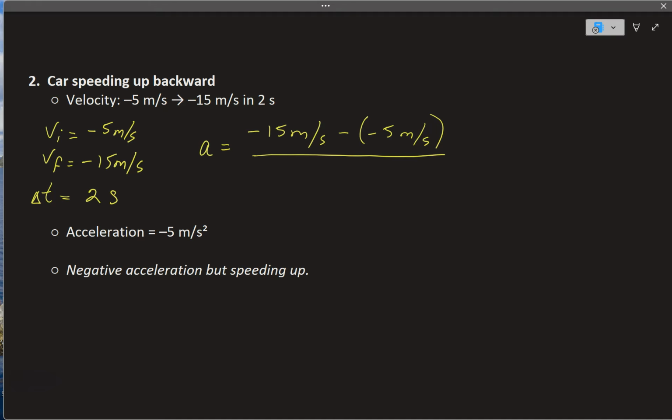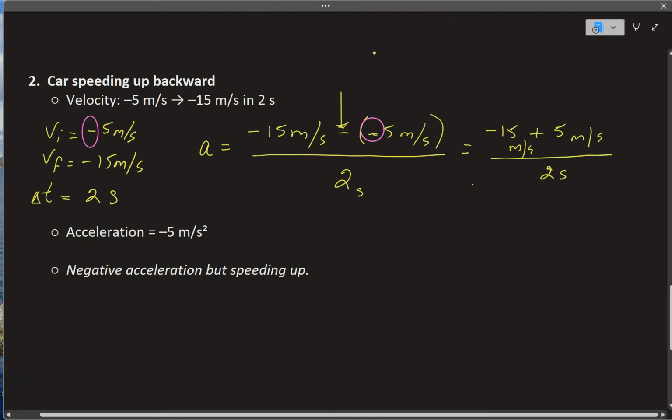Okay, so now v final minus v initial. Notice that I have a minus in here. That's part of the formula. And then of course the negative in here, that negative is part of that. That's not different. Now we're going to go ahead and divide by 2 seconds. And when you do this, this is the plus sign. So negative 15 plus 5, that's meters per second. You have to include the units. Don't forget the units. And now you get negative 5 meters per second squared.